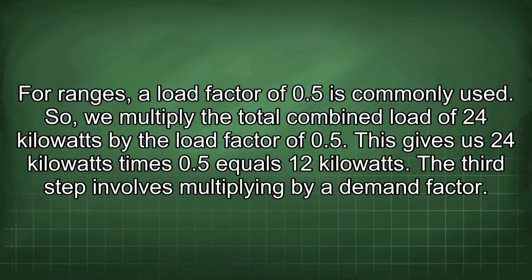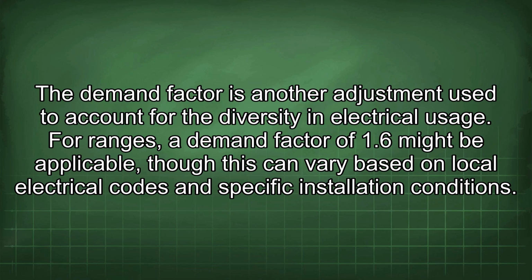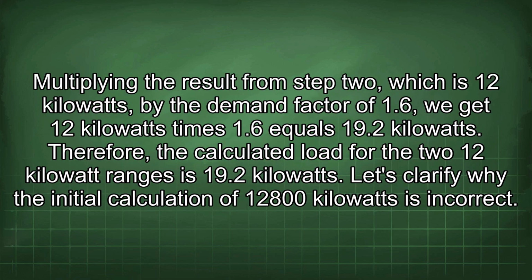The third step involves multiplying by a demand factor. A demand factor is another adjustment used to account for the diversity in electrical usage. For ranges, a demand factor of 1.6 might be applicable, though this can vary based on local electrical codes and specific installation conditions. Multiplying the result from step 2, which is 12 kilowatts, by the demand factor of 1.6, we get 12 kilowatts times 1.6 equals 19.2 kilowatts. Therefore, the calculated load for the two 12 kilowatt ranges is 19.2 kilowatts.